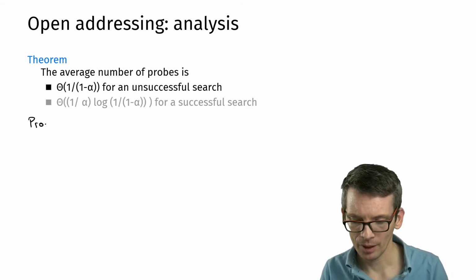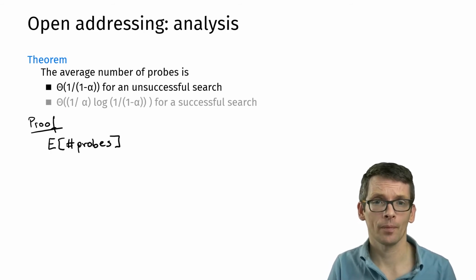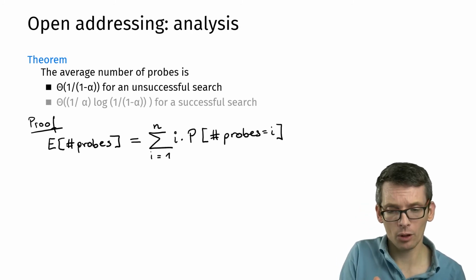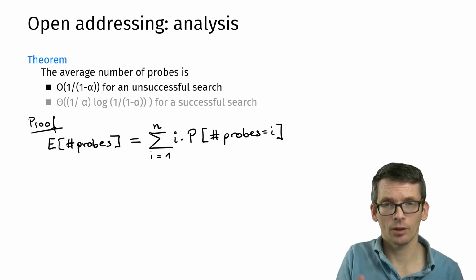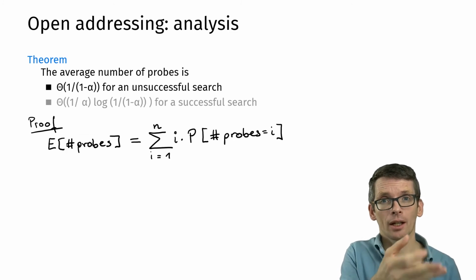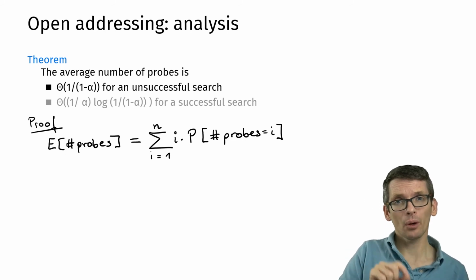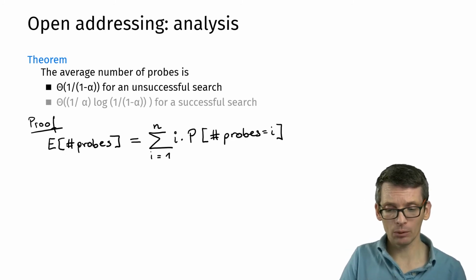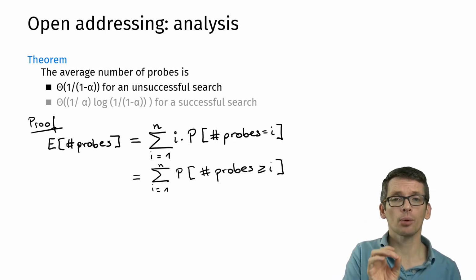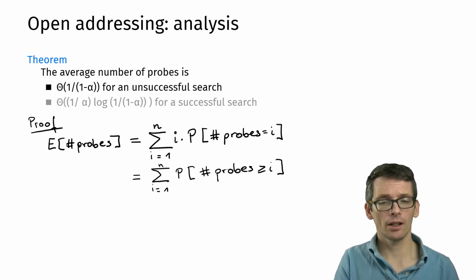Let's prove this. So we want to compute the expected number of probes during a search. So we can write down the expectation as a sum over the values of i that the number of probes can take. So that's all i between 1 and n times the probability that the number of probes actually is this value i. So that's a standard way of computing expectation. We will want to compute expectation slightly differently here, and we can rewrite this sum in the following way. We take simply the sum of probabilities that the number of probes is larger or equal to i.